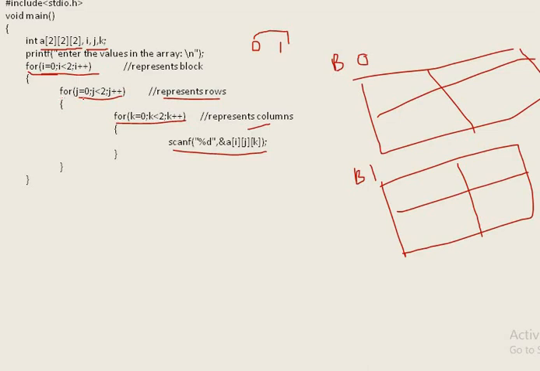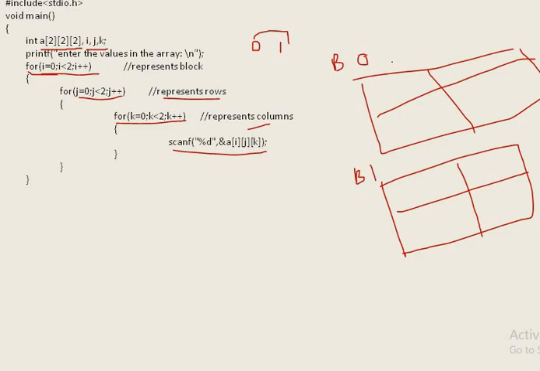Now the j value is initialized with 0, and if the condition is satisfied, it will enter into the inner for loop here. Here also we are initializing the value of k with 0, and if this condition is satisfied, then the scanf statement executes. Now you can give a value to this particular location of the array. So here i value is 0, j value is 0 and k value is 0.